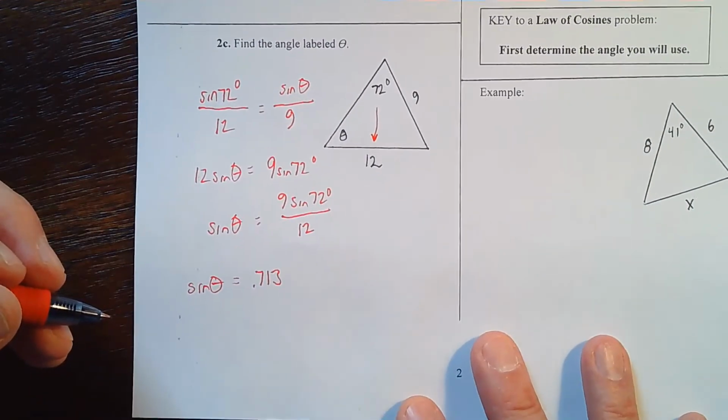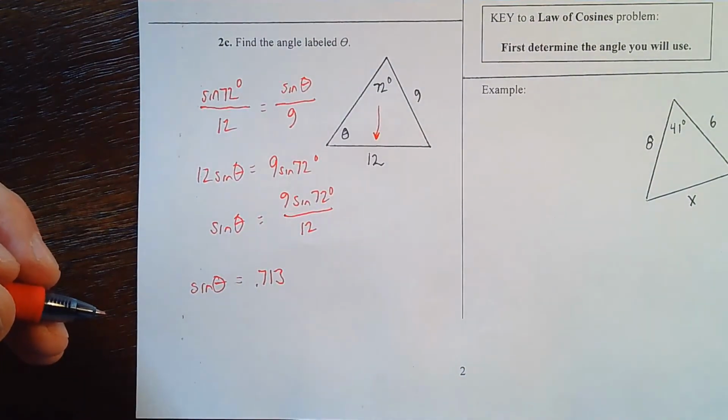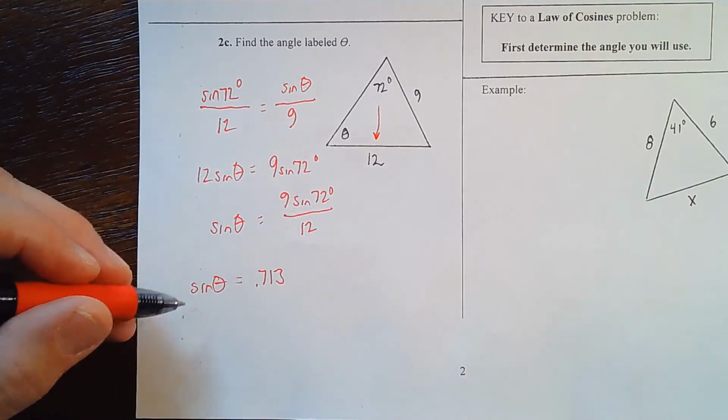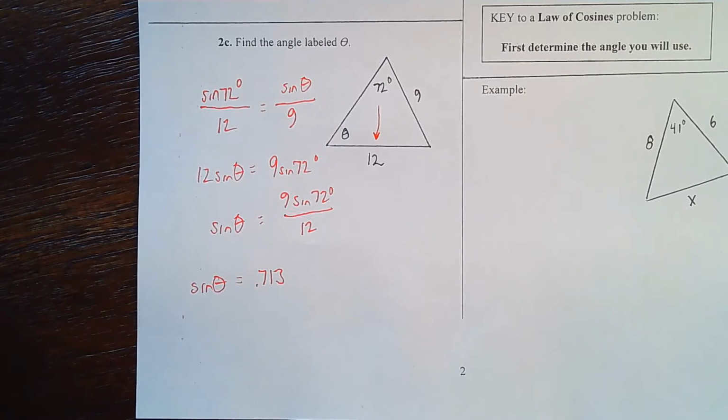A lot of students I have found are a little unsure about what to do at this point here. We're looking for the angle. How do you find the angle? You know that the sine of the angle is 0.713. What do you do when the angle's missing?